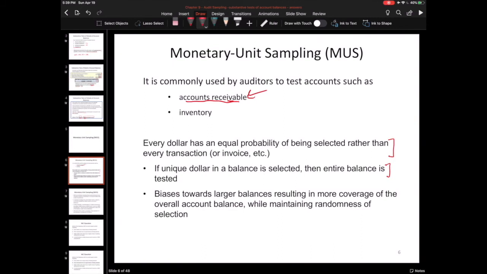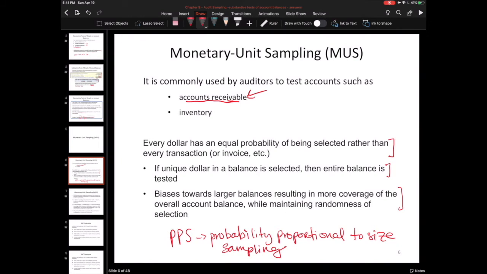What that means is, because each individual dollar has an equal probability of selection, MUS in general is going to bias towards the selection of larger balances. And you can see why this would happen, because larger balances will have more dollars in the sample. If every dollar has an equal chance of being selected, then if I'm a larger balance and I have more dollars in the sample, I've got more representation, so it's more likely that one of my dollars will be picked. If I'm a small balance, I have very few dollars in the sample, so less chance that my balance will be selected. Because of this, MUS is also called PPS, or probability proportional to size sampling, because your probability of selection is proportional to the size of the balance.